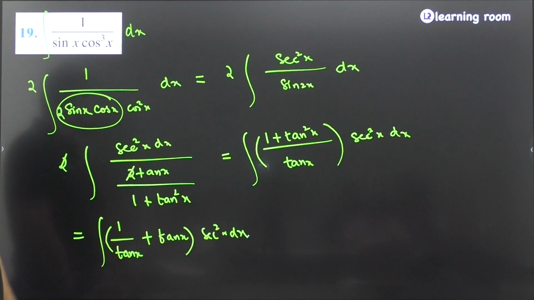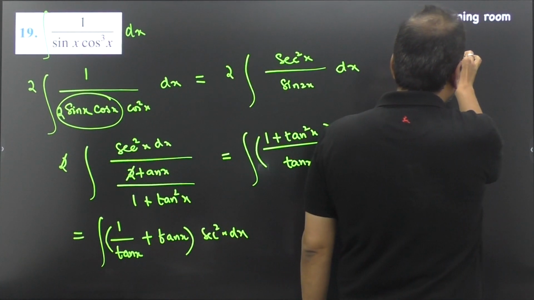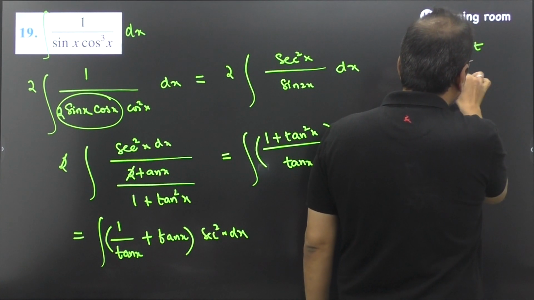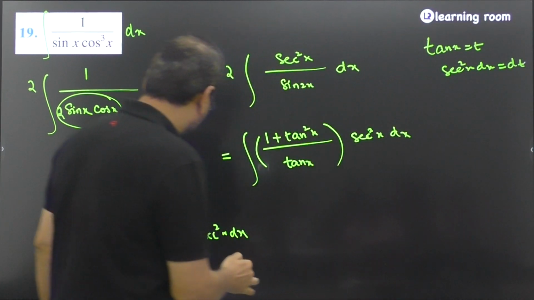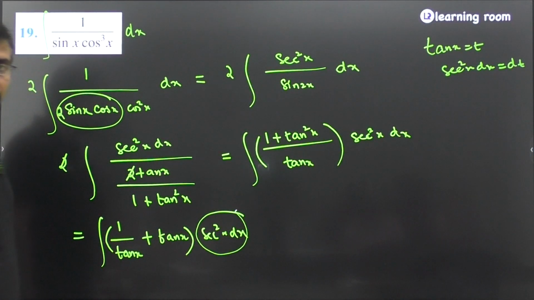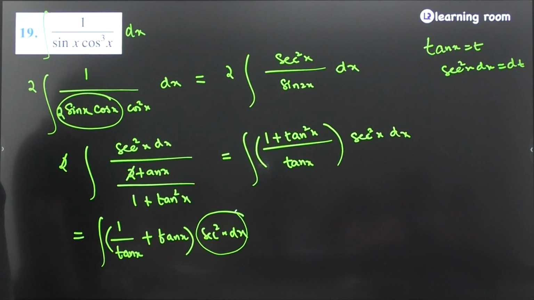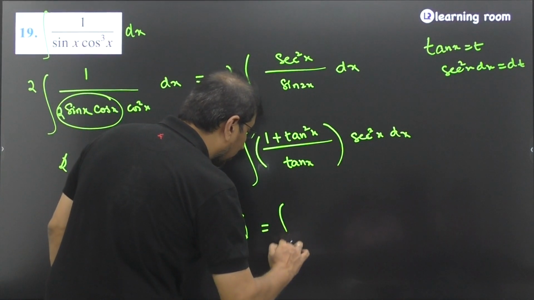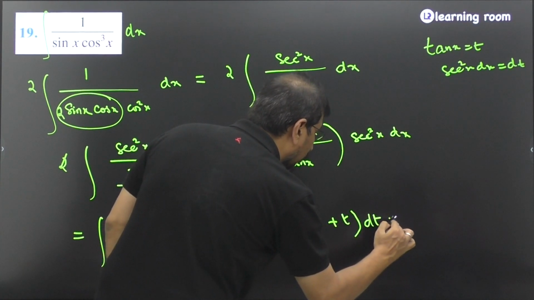Now I will take tan x and put it as t. If I put tan x as t, then I'll get secant square x dx as dt. So this whole thing is going to be dt, and this will be 1 by t plus t, right? So integral of 1 by t plus t times dt, what is it going to be?